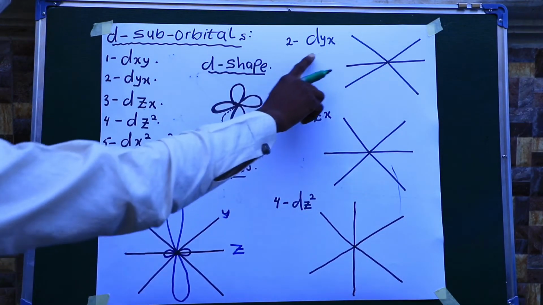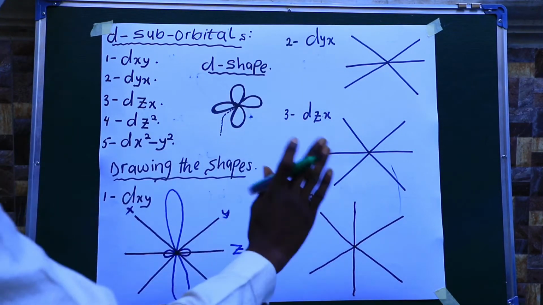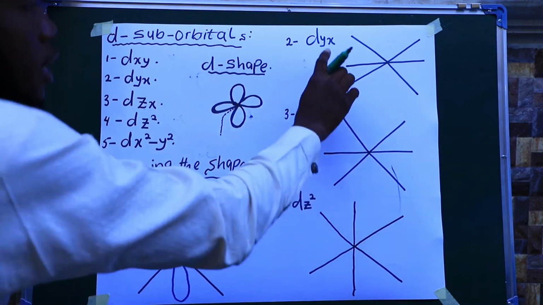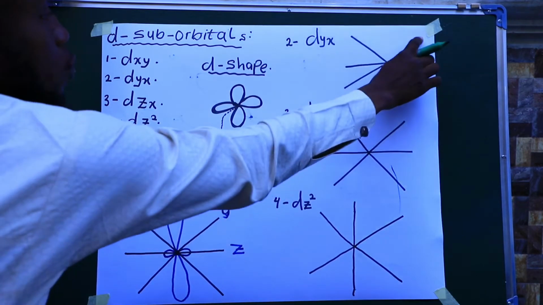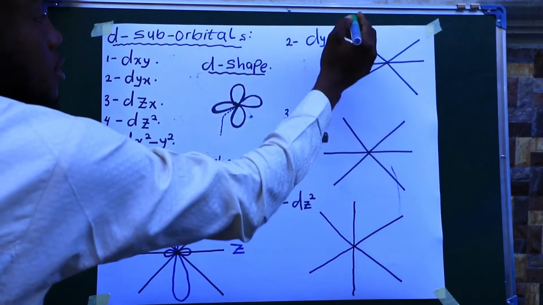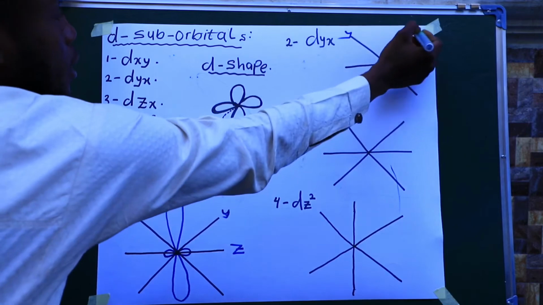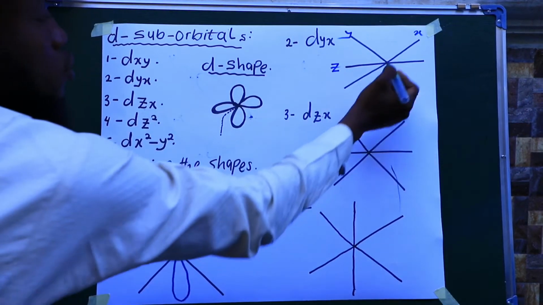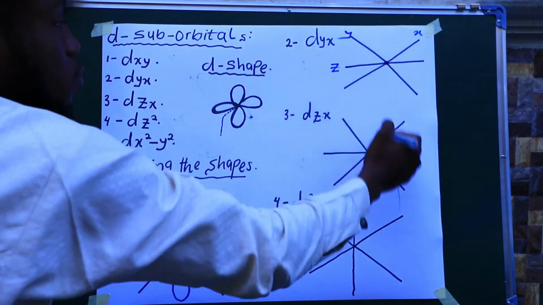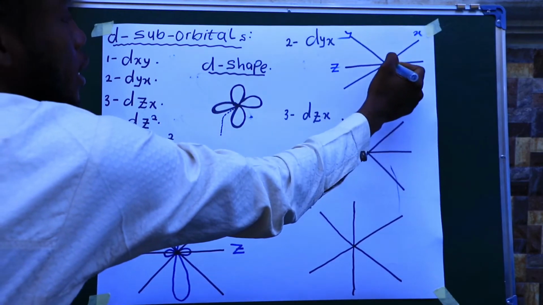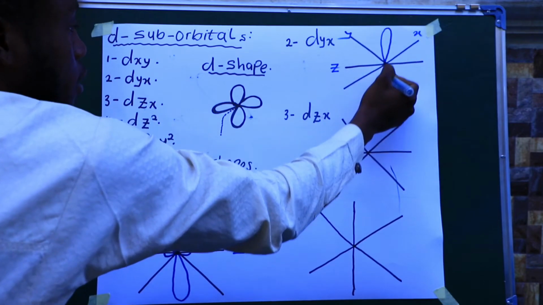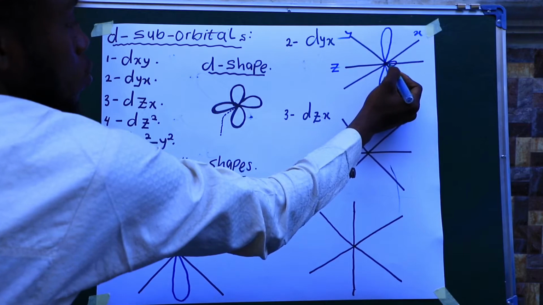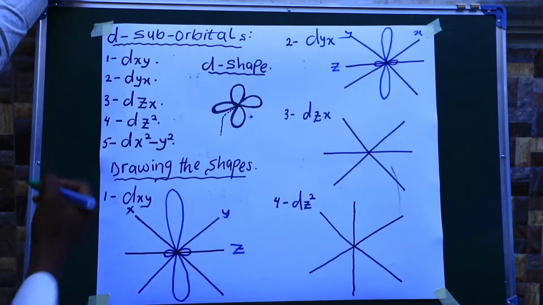Number 2 is dyx. In order to still avoid any confusion, write your y-x axis on the two upper planes. That is y here and x on the other upper plane, and the missing variable on the horizontal plane. Then the maximum amplitude is always in between y and x. This is how it looks. Then for the missing variable, we draw a very small amplitude on it.